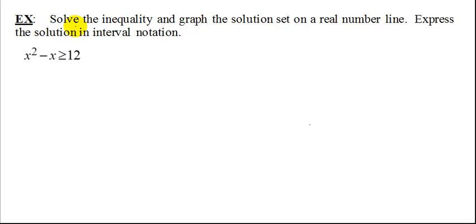In this problem, we're going to solve an inequality. We're going to graph the solution set on a real number line and express the solution in interval notation. Well, let's look at our inequality. It's x squared minus x is greater than or equal to 12.